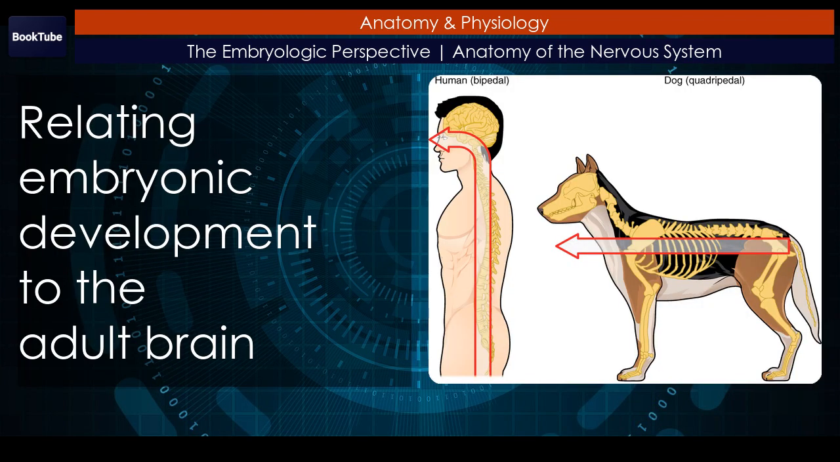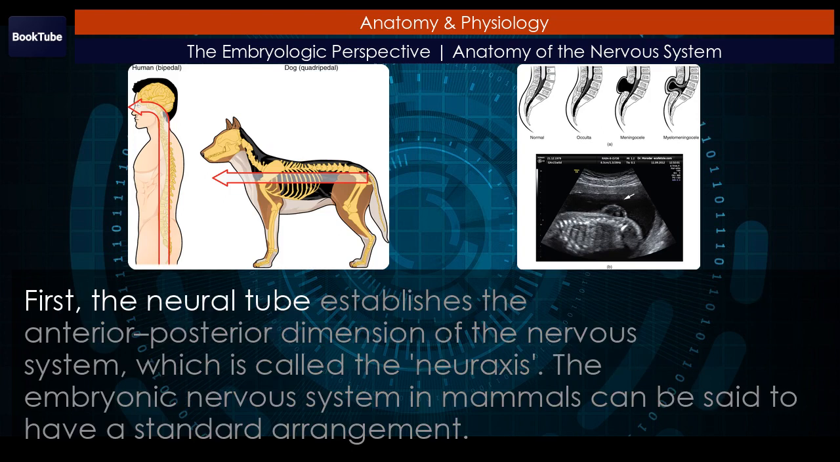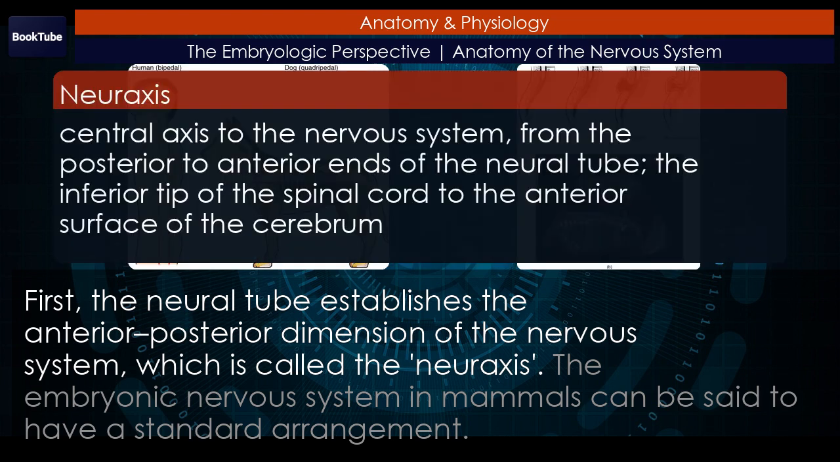Relating embryonic development to the adult brain. Embryonic development can help in understanding the structure of the adult brain because it establishes a framework on which more complex structures can be built. First, the neural tube establishes the anterior-posterior dimension of the nervous system, which is called the neuraxis.